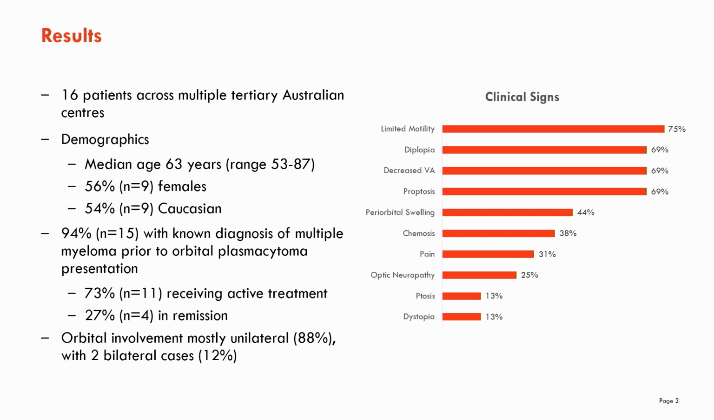Demographically, the median age of presentation of their orbital plasmacytoma was 63 years, 56% being females and 54% being Caucasian. 94% of these patients already had a known diagnosis of systemic multiple myeloma prior to their orbital presentation. Of these, 73% were receiving active treatment and 27% were in remission. Their orbital involvement was mostly unilateral, and we had 2 bilateral cases. Clinically, the most common signs were limited motility, followed by diplopia, decreased visual acuity, and proptosis.